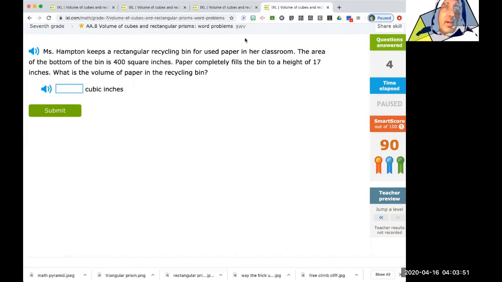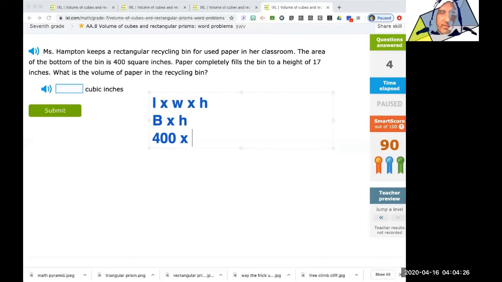So let me come up here to the text box. I should have done that while I was reading and talking, sorry. So again, length times width times height. But we are training ourselves in 6th and 7th grade to now learn it as big B times H, and the big B is the area of the base of the object. They've told us Ms. Hampton's area of the bottom of her bin, the base, is 400. So it's going to be 400 times the height of 17.